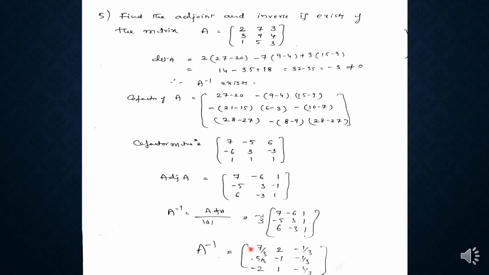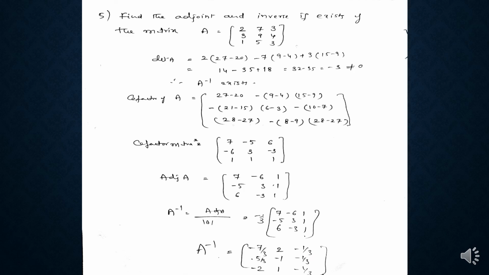A inverse is equal to minus 7 by 3, minus 6 by minus 3 that is 2, minus 1 by 3; 5 by 3, 3 by minus 3 that is minus 1, minus 1 by 3; minus 6 by 3 that is minus 2, minus 3 by 3 that is 1, and here also 3 by minus 3 is minus 1. So this is the inverse of the given matrix.